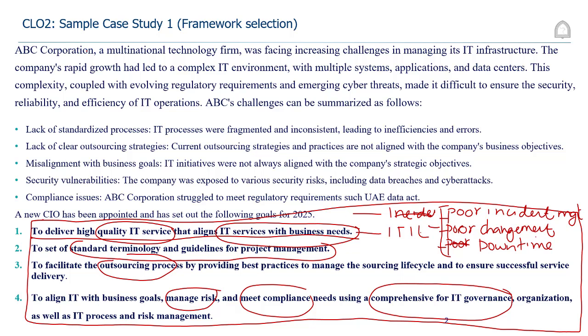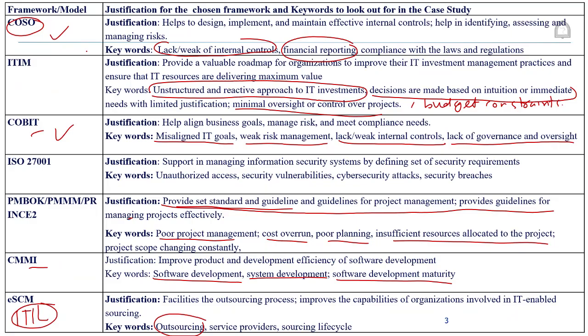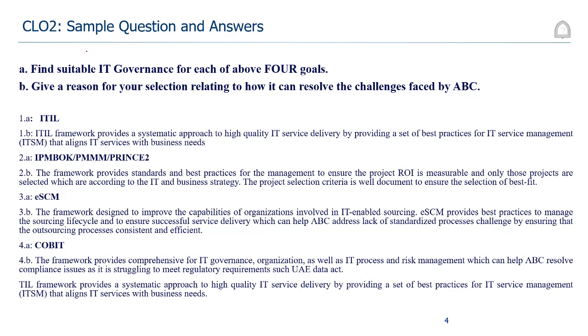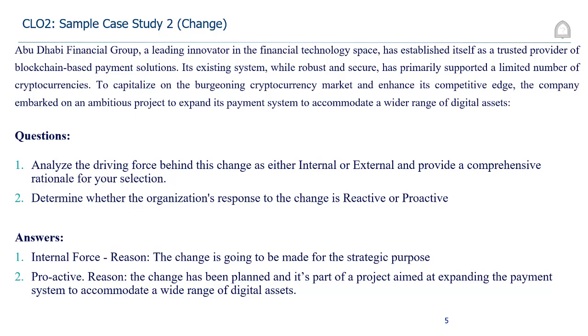This one has to do with things like managing risk and compliance. And if you go back to my table here, weak risk management, okay, whatever. What would help you to manage risk, for example, is your COBIT. But having said that, almost all the frameworks have some element of risk management embedded in them.